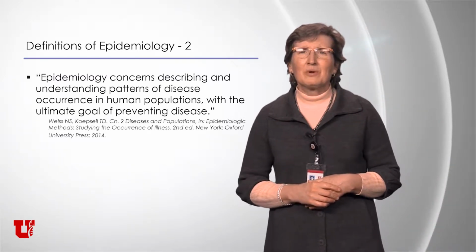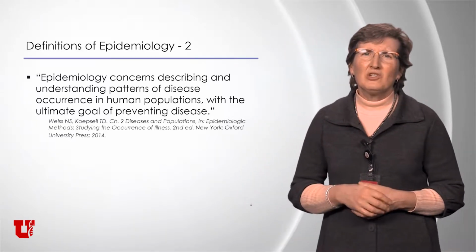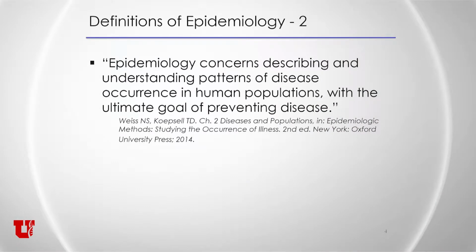So this is the textbook for this course series by Weiss and Koepsell. In Chapter 2, they say that epidemiology concerns describing and understanding patterns of disease occurrence in human populations with the ultimate goal of preventing diseases. A very nice definition, again emphasizing the population, the study of the population, and also what is our goal? Why do we want to do epidemiology? Ultimately, we want to prevent disease.